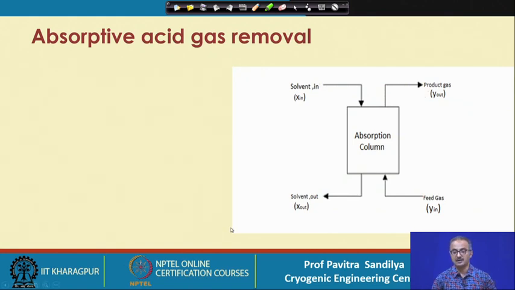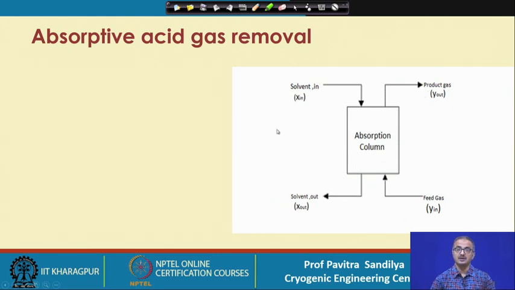Here we find from this diagram a typical arrangement to remove these gases by absorption. We have an absorption column, and we are feeding the gas from the bottom, and the solvent is fed from the top. It comes down and the gas moves up, and they mix counter-currently in this column. During this mixing, the carbon dioxide and H2S get dissolved in the solvent and are removed from the gas. The gas which comes out will now have less of these gases, whereas the solvent will be rich with H2S and CO2.